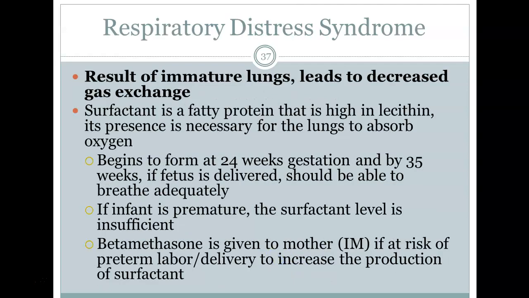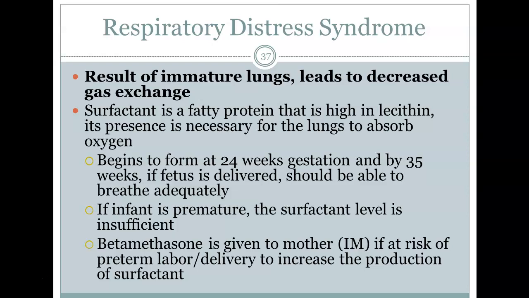So respiratory distress syndrome is a result of immature lungs that leads to a decrease in gas exchange. Surfactant, again, is that fatty protein that's high in lecithin, and its presence is necessary for the lungs to absorb oxygen and to do oxygen and perfusion. It begins to form again around 24 weeks gestation. It's usually optimal by about 35 weeks. And if they're delivered after that, they should be able to breathe adequately. However, if they are born premature, the level is insufficient.